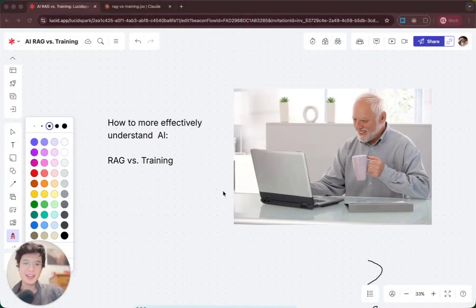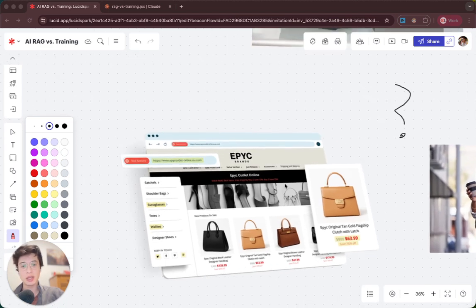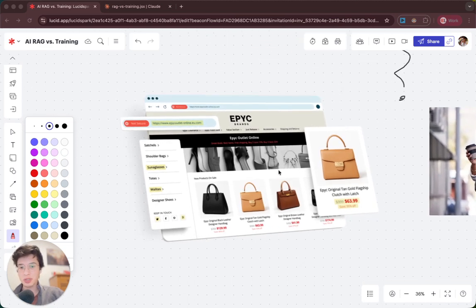Hey, how's it going? So, I had someone ask me recently, what's the difference between RAG and training when it comes to AI? For context, she was running an online store that was selling fashion, not fashion. It was selling, I think, sportswear.